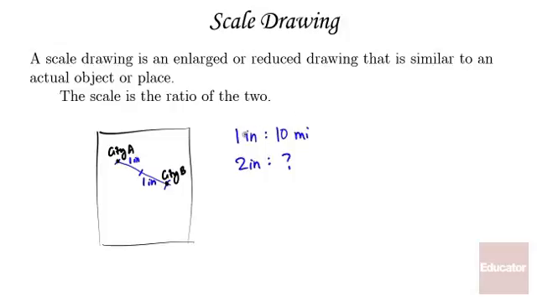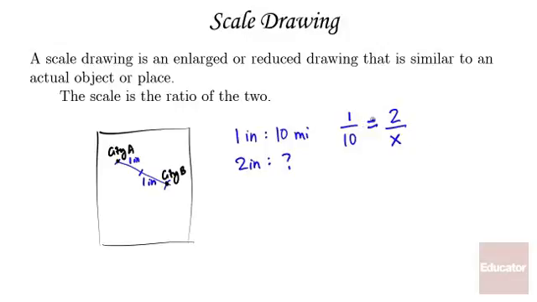So, if this is a ratio, I can turn this into a fraction, right? So 1 over 10, 1 to 10, that's the ratio. And then I'm going to create a proportion. So then, 2 inches to x. That's what we were looking for, right? So if 1 over 10 equals 2 over x, well then what does x equal?